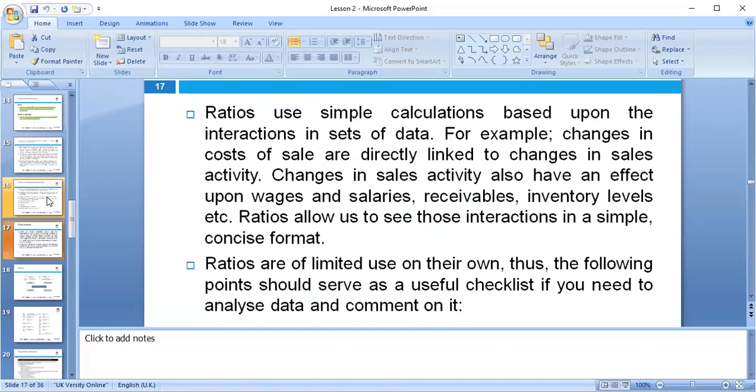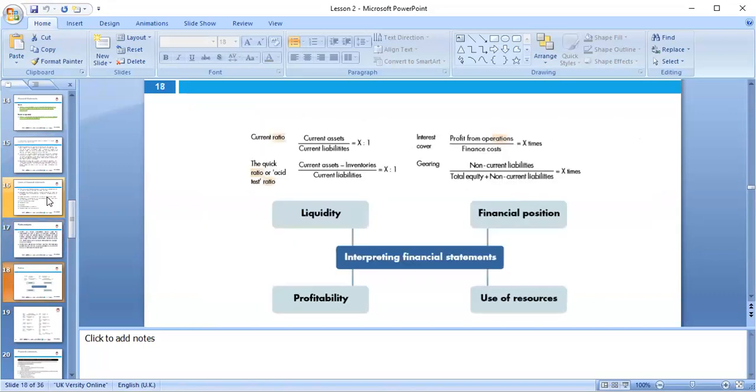A ratio is simply a calculation based on the set of data, where one figure is divided by another. So we can compare two things: assets against liabilities, profitability against assets, and receivables against payables. Inventory turnover: how quickly inventory stock is converted into finished goods and used. Okay, so really we categorize ratios into four major categories.